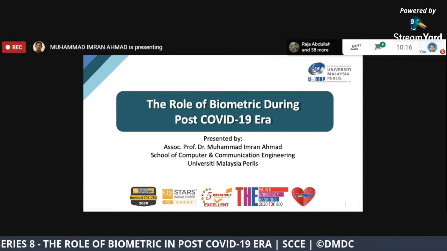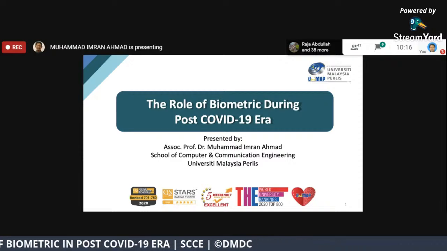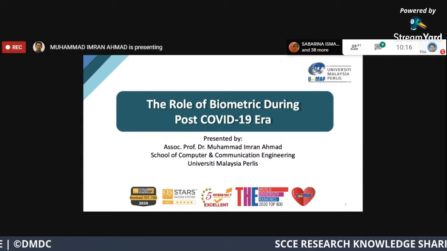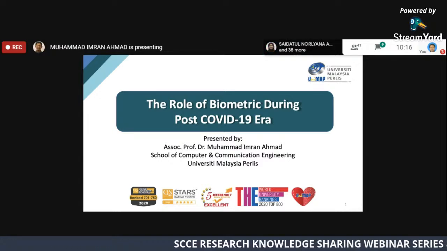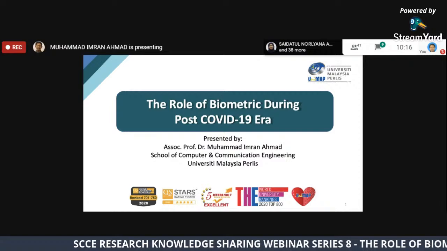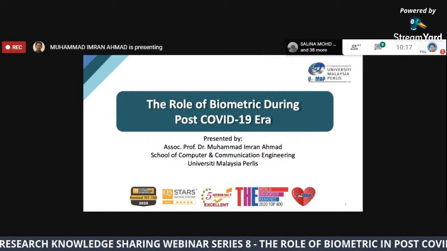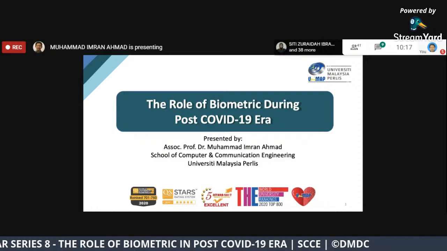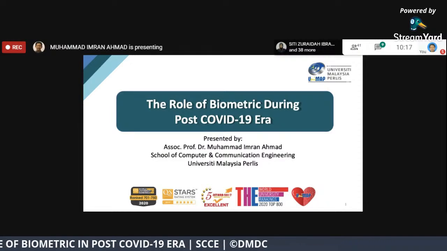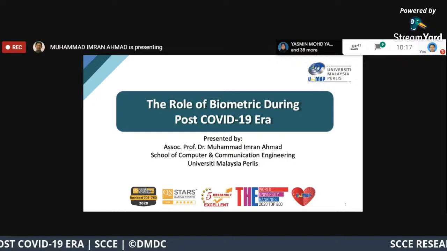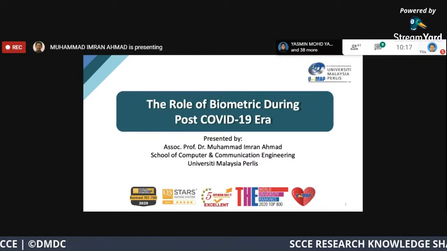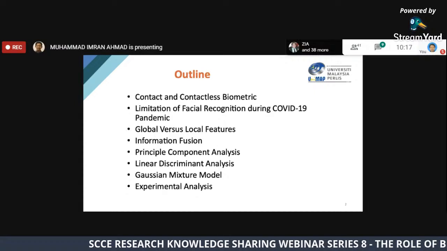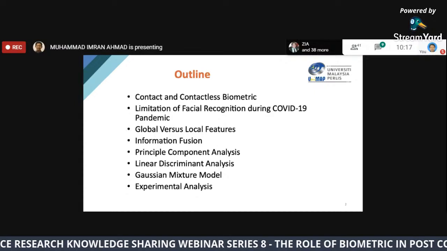For example, facial recognition that we used before this was able to recognize the full area of the face region. But nowadays, only half of our face is usable, because when we use a mask to cover our face, only the upper part of the face is available for recognition purposes. So this is the issue that we want to see in detail in today's presentation. Before we go into detail, this is the outline of my presentation.